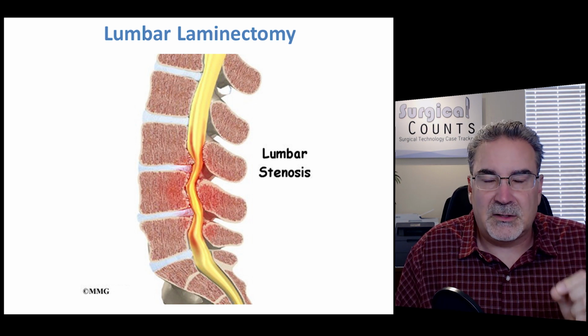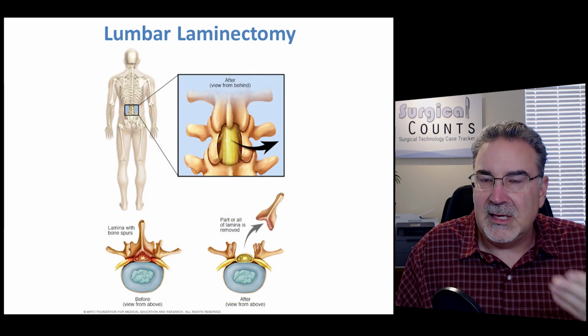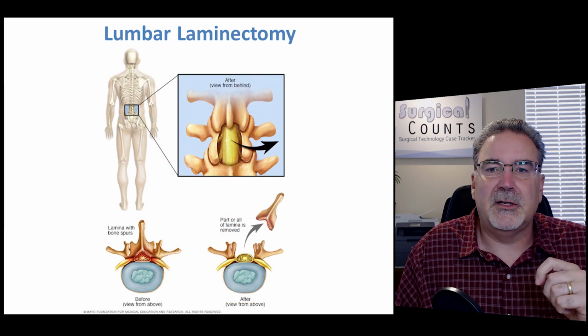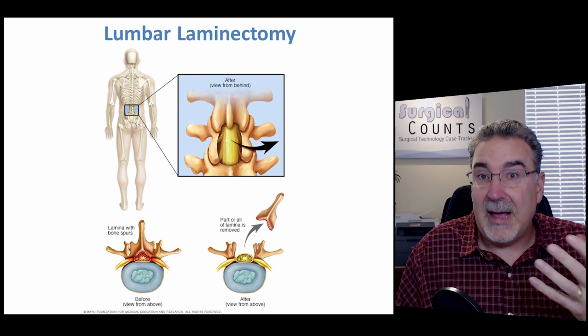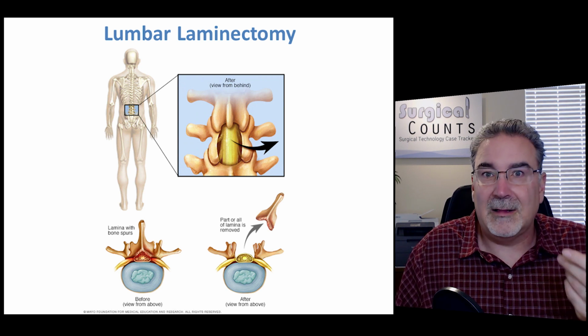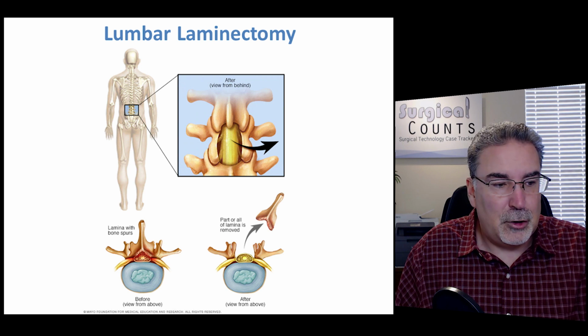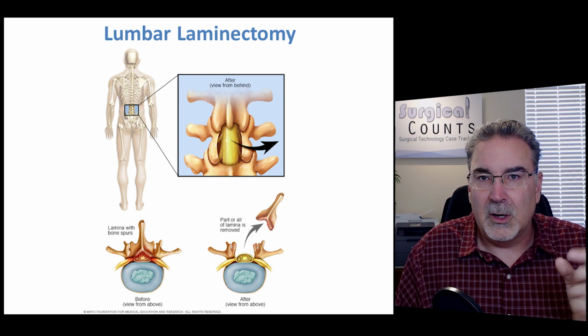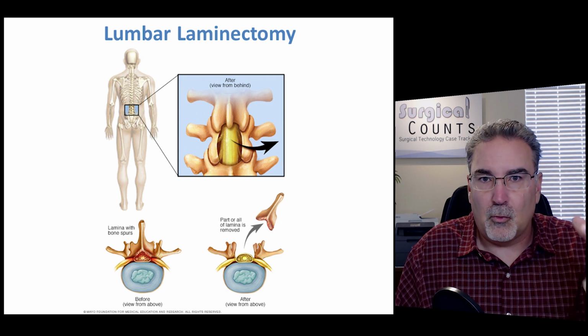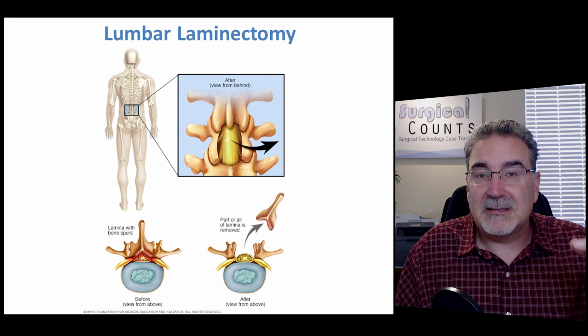So with lumbar stenosis, we're going to go in and relieve that pressure by doing a procedure known as a lumbar laminectomy. Now, a laminectomy, ectomy means removal, removing the lamina. Now, remember, the lamina is that curved piece of bone that goes around the back of the spinal cord. So that's the curved piece of bone around the vertebral foramen. That's the lamina.